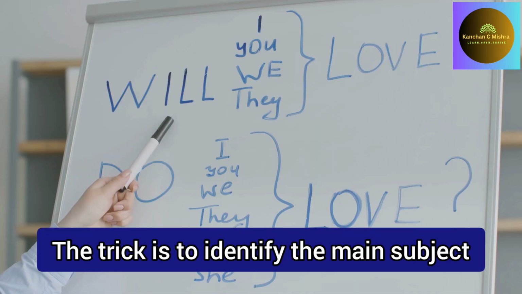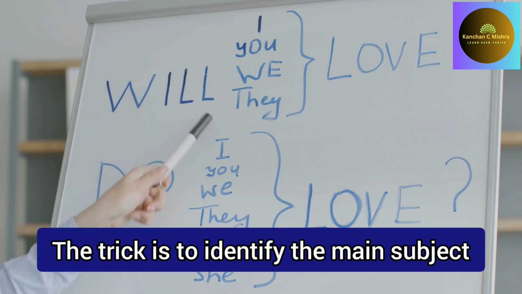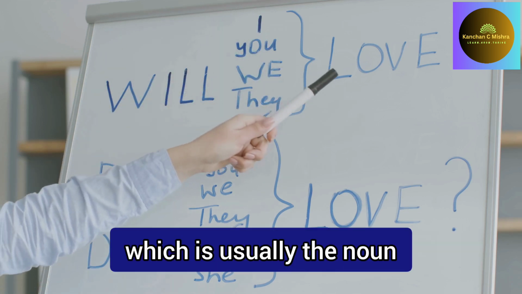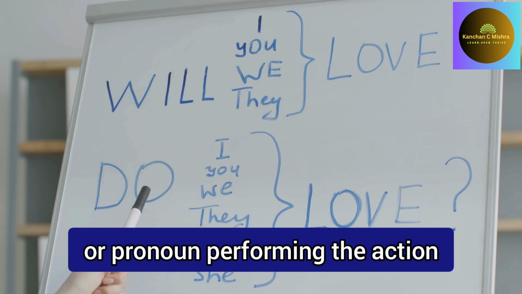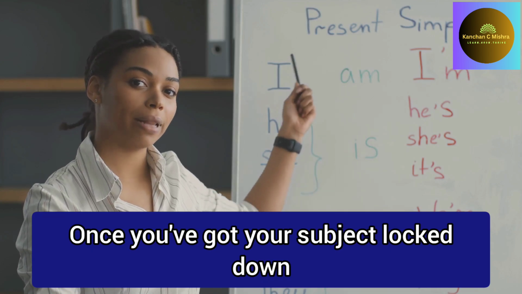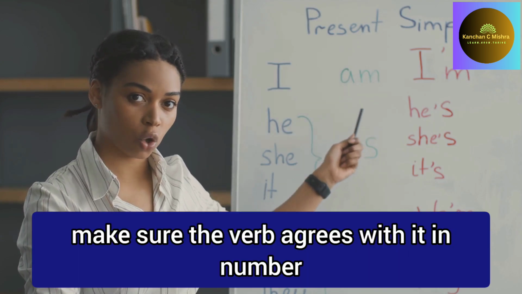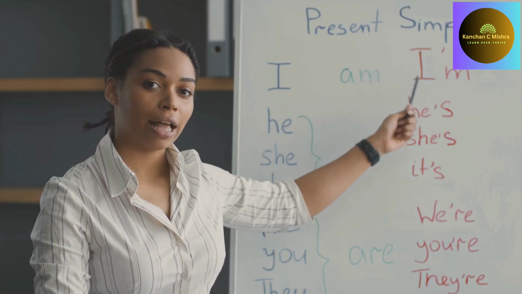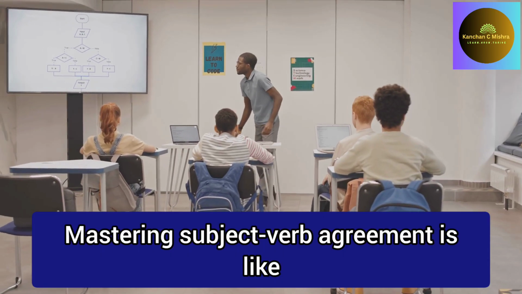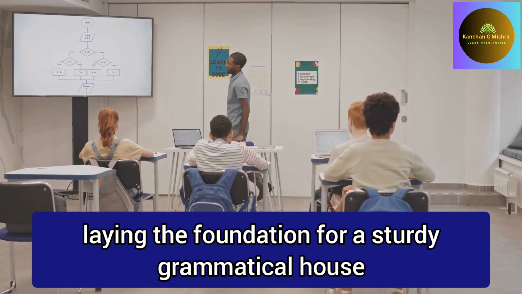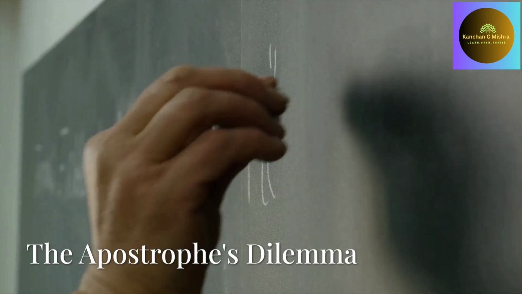The trick is to identify the main subject, which is usually the noun or pronoun performing the action. Once you've got your subject locked down, make sure the verb agrees with it in number. Mastering subject-verb agreement is like laying the foundation for a sturdy grammatical house.